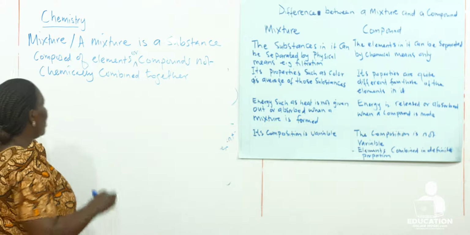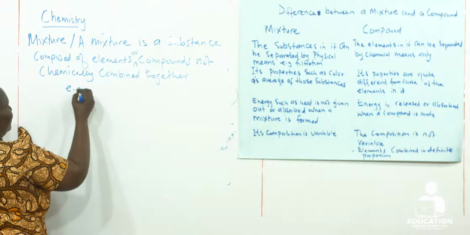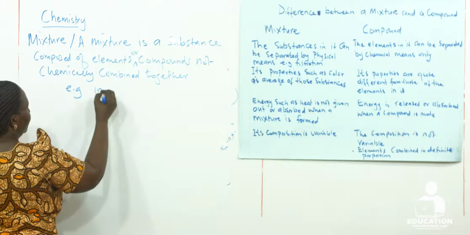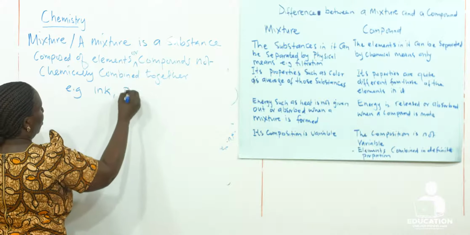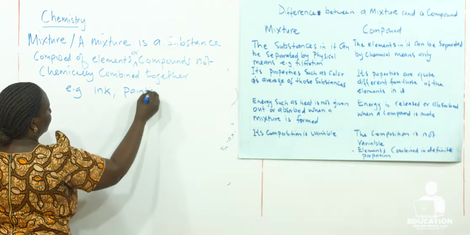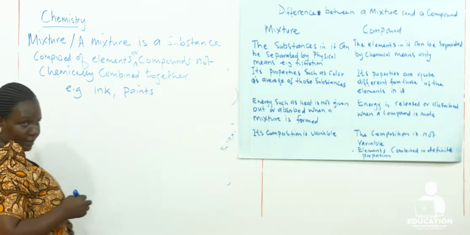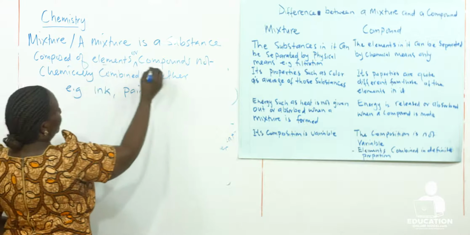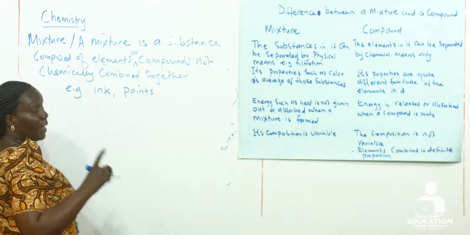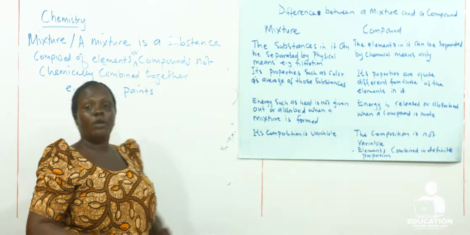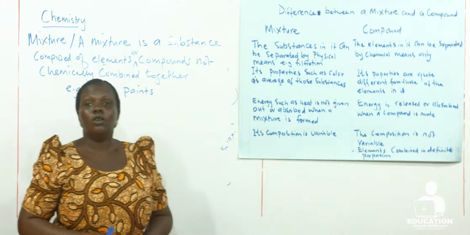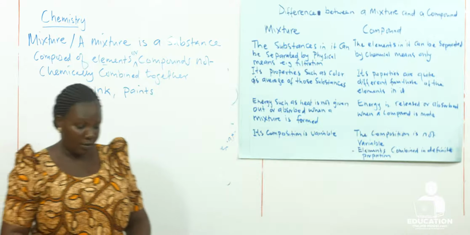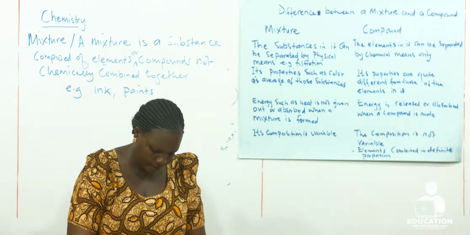reaction. So examples of mixtures can be ink or paints that we use for our paintings. So it can combine both elements or compounds, but they are not chemically combined together. That is, when we form mixtures, no chemical reaction usually takes place.